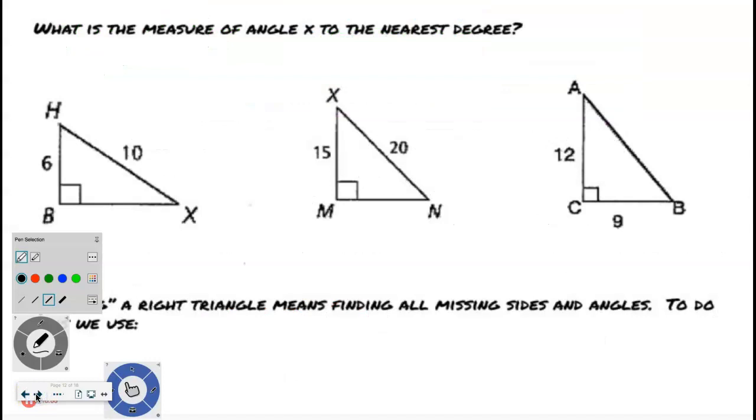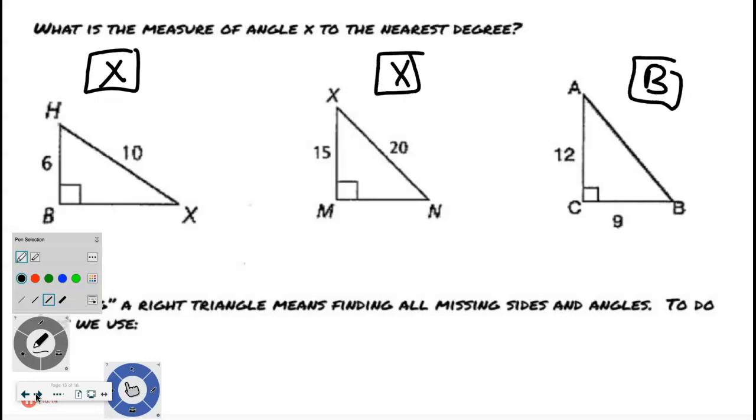We're going to go to the next page and we're just going to practice a little bit. On this one, we're going to find angle X. On this one, we're going to find angle X. And on this one, we're going to find angle B. I'm going to start the first one, and you're going to do the second 2, and then we're going to be done with notes.